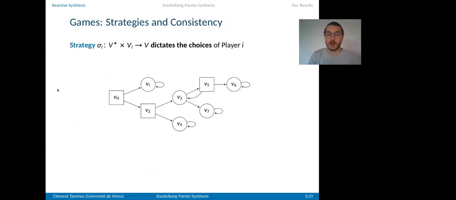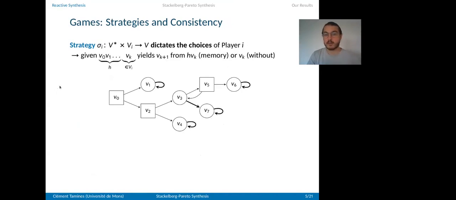A strategy sigma_i is a function which dictates the choices of player i during the play. Given the vertices which have already been encountered in the play, so h, and the last vertex to be visited v_k, which belongs to player i, the strategy yields v_{k+1}, either from h and from v_k, and then we say that the strategy uses memory, or only from the last vertex to be encountered v_k, and then we say that the strategy does not use memory. We have represented here a memoryless strategy for player 0, which corresponds to selecting in the game arena, for each vertex of player 0, one single successor.